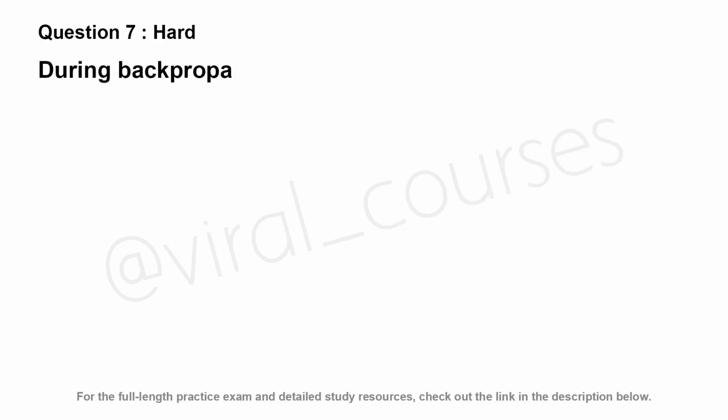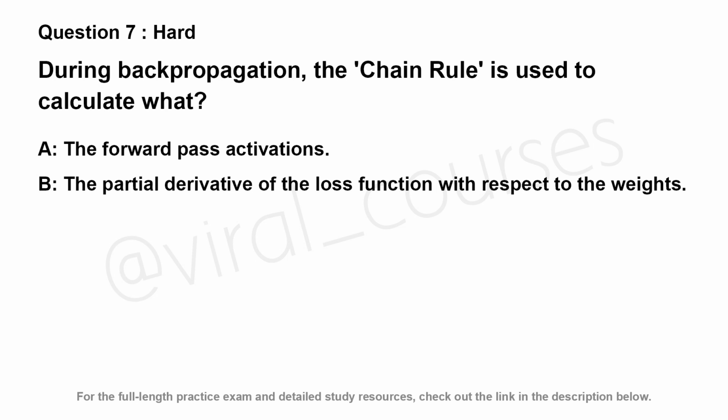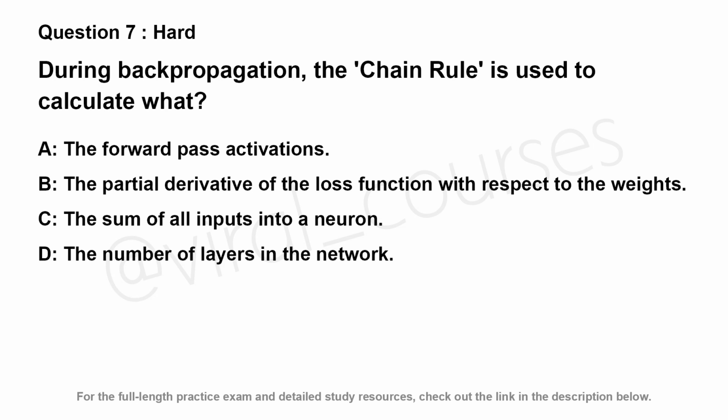During backpropagation, the chain rule is used to calculate what? Option A. The forward pass activations. Option B. The partial derivative of the loss function with respect to the weights. Option C. The sum of all inputs into a neuron. Option D. The number of layers in the network.